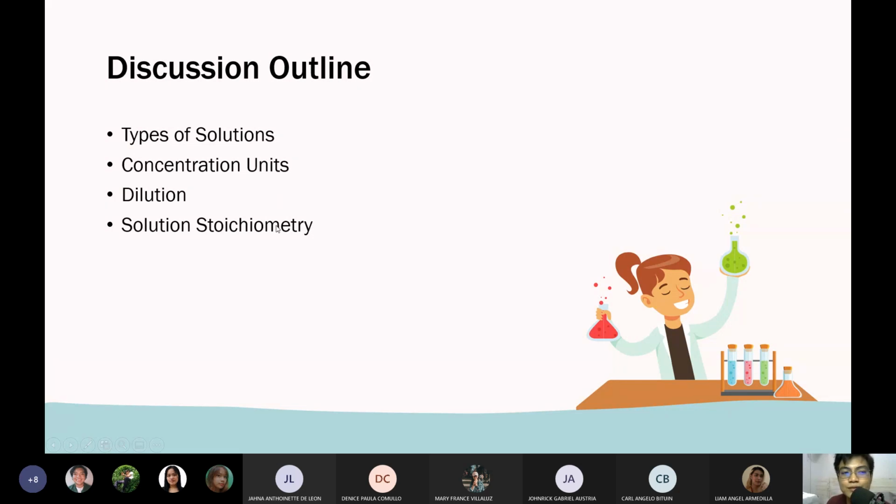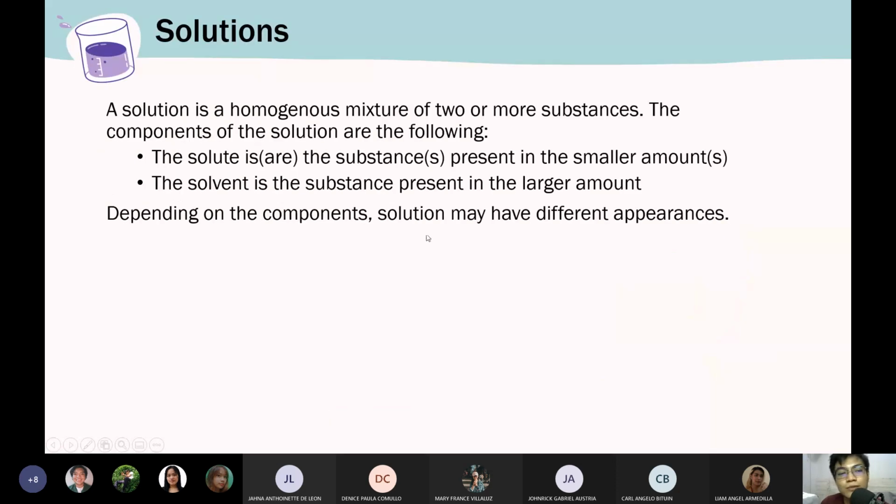Okay? So, in our session today, we will try to cover at least two of the four subtopics, the types of solution and the concentration units. Okay? So, hindi tayo magmamadali because this is very important. Okay, so now let's talk about the types of solution. First, before we proceed, let us define solution.